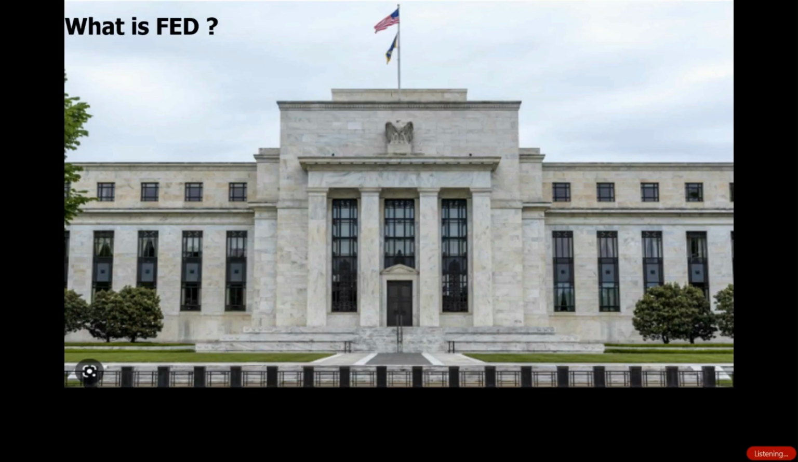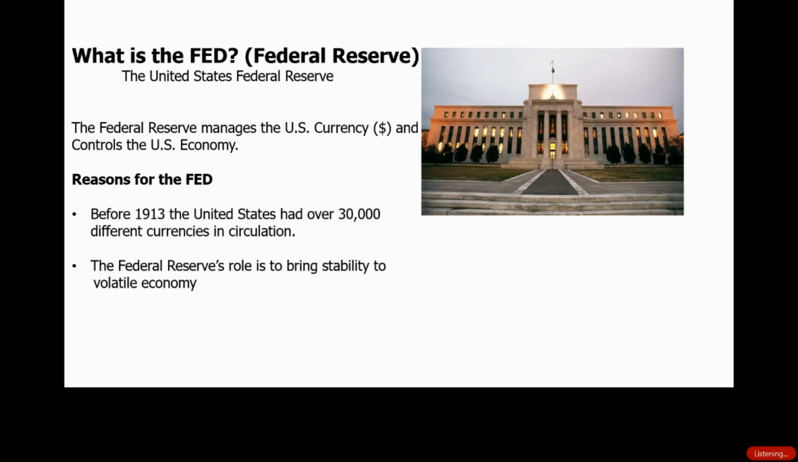There are a lot of people who have no idea what the Fed really is. The Fed is nothing but a short term for the United States Federal Reserve. What the Federal Reserve tries to do is to manage the US currency and ultimately control the US economy.